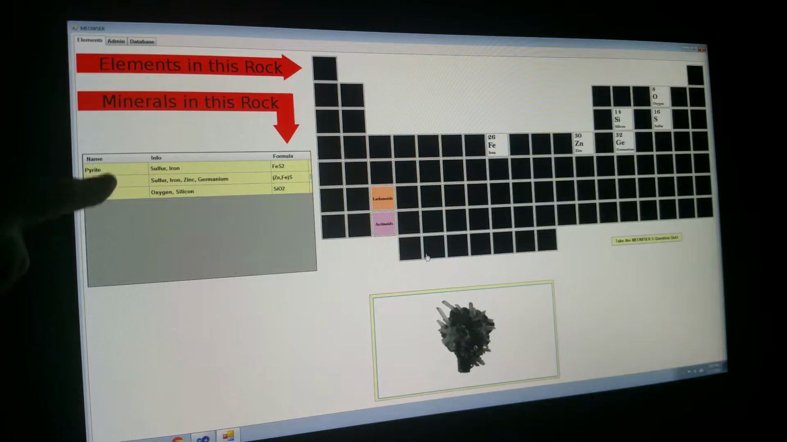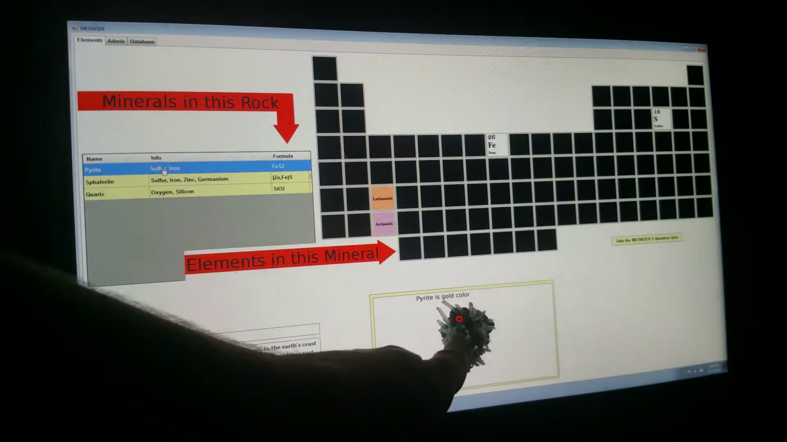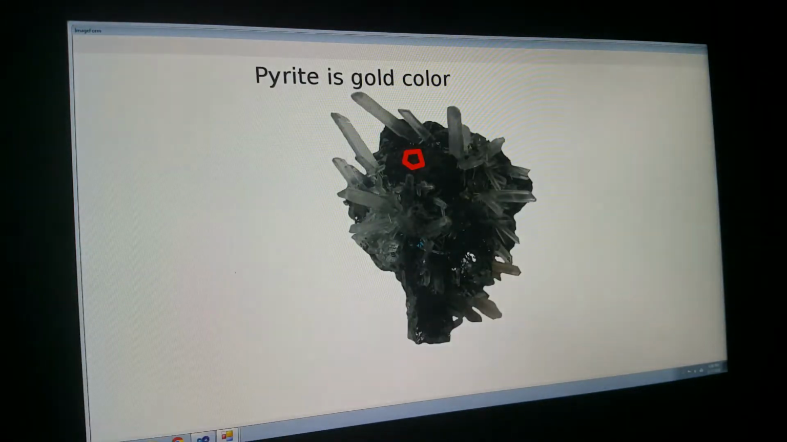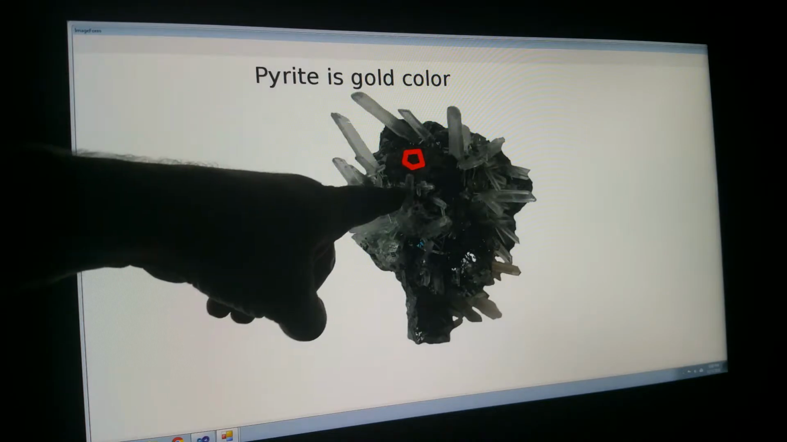So if I click on, let's see, what is pyrite? The grid highlights and it tells me a little bit of info down here. Pyrite is the classic fool's gold. And if I click on the picture, it shows you where the pyrite is in that rock. And that doesn't show so well here. It's the gold color in the rock.